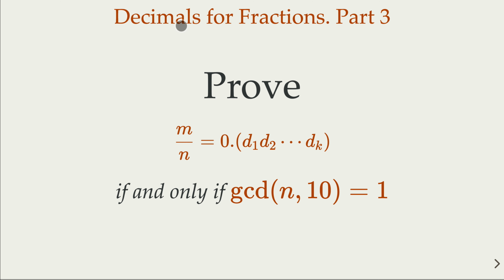We continue with decimals for fractions. Today we're going to prove a fact: a fraction m over n is a pure recurring decimal if and only if the denominator n is relatively prime to 10. The GCD of n and 10 is equal to 1. That is, n does not contain the prime factor 2 or 5.